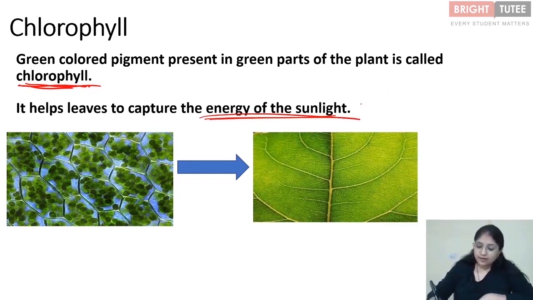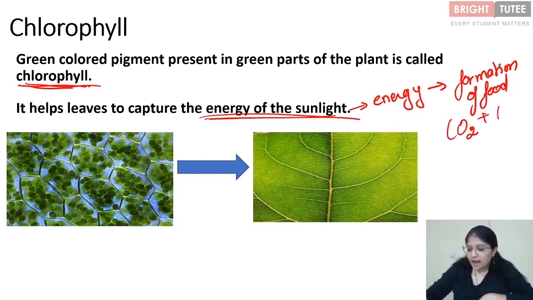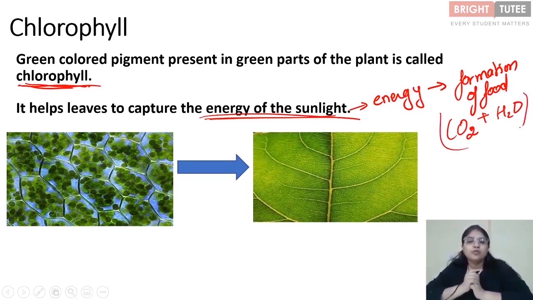Right, students? So this sunlight provides energy for the formation of food, and this formation occurs from carbon dioxide and water, right? So the process of photosynthesis is the formation of food in the presence of sunlight. This is how the synthesis of the food takes place, and that is why chlorophyll plays a very, very important role.